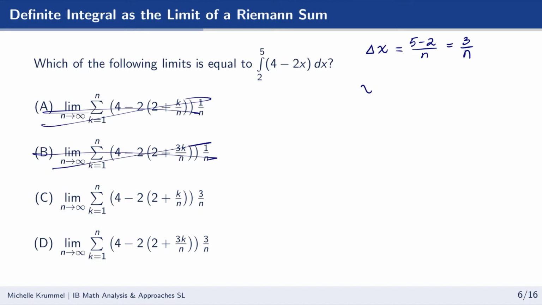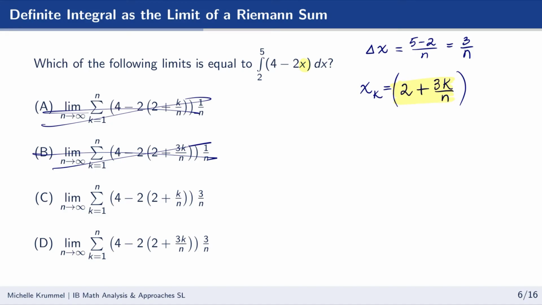Now let's get the expression for x. So x sub k, it's going to be our starting value. The interval starts at 2 plus, and then k times delta x. So k times this value right here. So 3k over n. That is what is going to replace the x from the integral notation right here. All of that is going to replace that x.